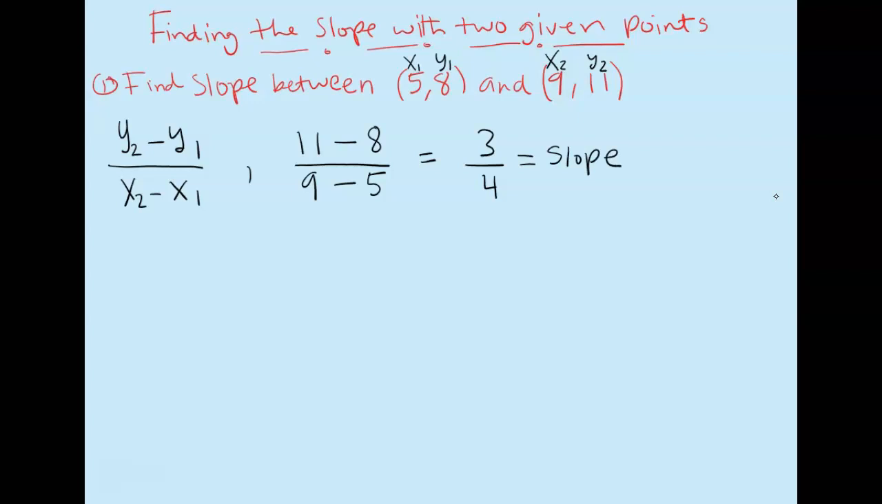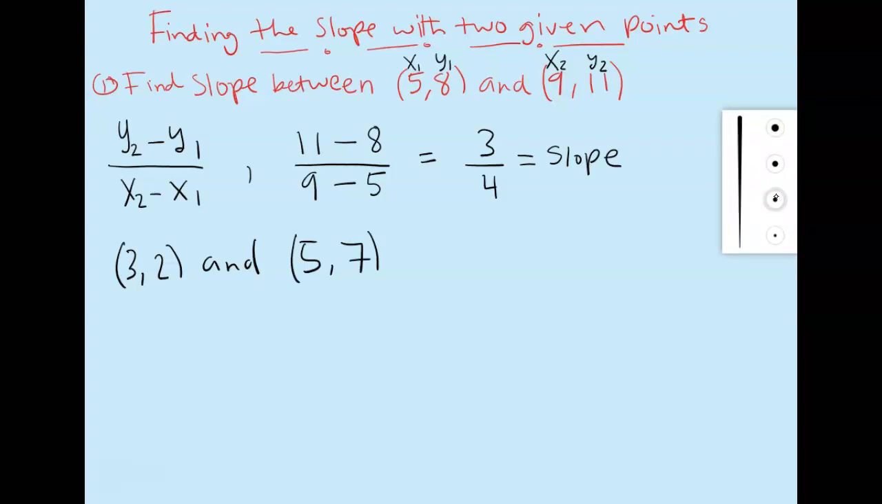Okay. Now, what if you have the points (3, 2) and (5, 7)? Okay, I want to show you something here that can speed us up. We have the formula up there as y2 minus y1 over x2 minus x1.